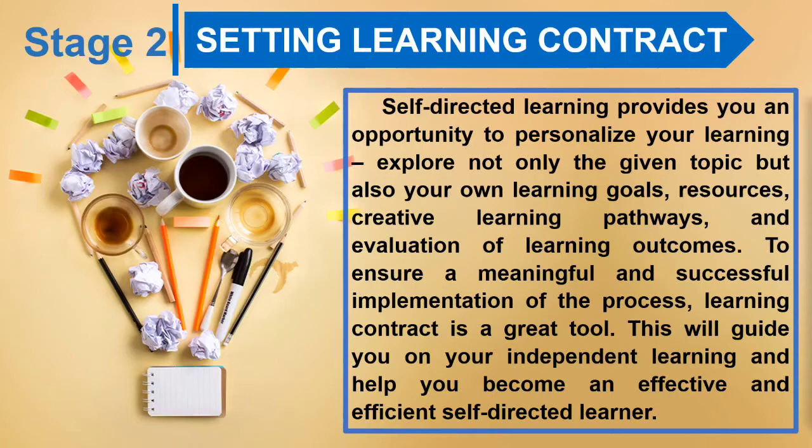So today we are going to continue our training on how to become self-directed learners. Last time we discussed stage 1, which is all about self-evaluation. This time, our next stage is all about setting a learning contract. So why do we need to have a learning contract on how to do self-directed learning?